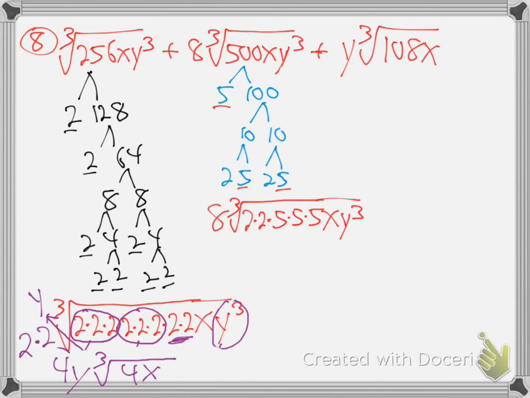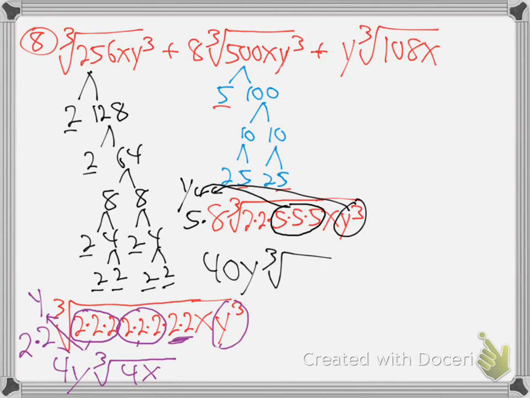And then the 3 5's inside. 3 5's in sends 1 5 out, and the 3 y's in also sends a y out. So we get 40y cube root of 4x. I'll bring it down here, plus 40y cube root of 4x. Everybody see how I got that middle one?